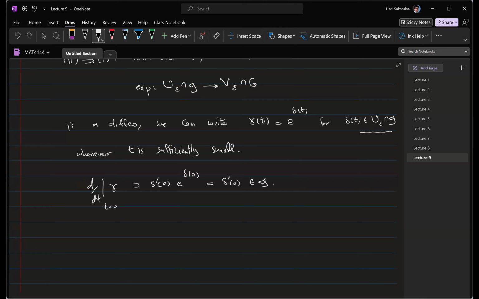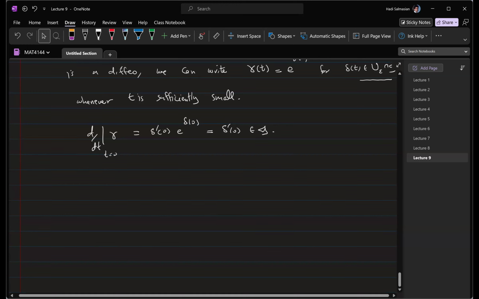Okay? So after this technical work, we know that this Lie algebra is a good thing. It has the tangent space, it has the same dimension as the Lie group, and so on. The exponential map gives a local diffeomorphism between a neighborhood of 0 in the Lie algebra and a neighborhood of identity in the group.